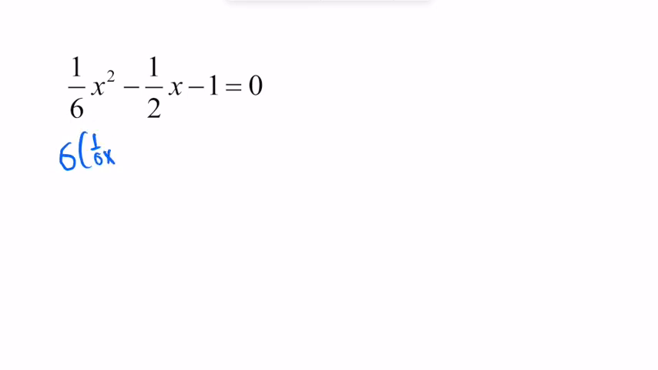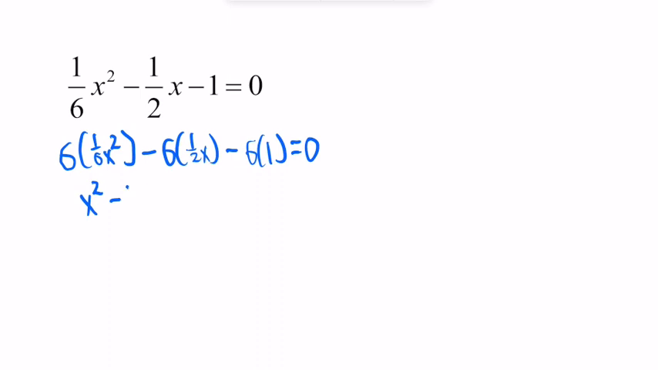6 times 1/6 x squared minus 6 times 1/2 x minus 6 times 1 is equal to 0. 6 times 1/6 x squared gives us x squared, minus 6 times 1/2 x gives us minus 3x. And then we would have minus 6 is equal to 0. So here we'll have a is 1, b is -3, c is -6.